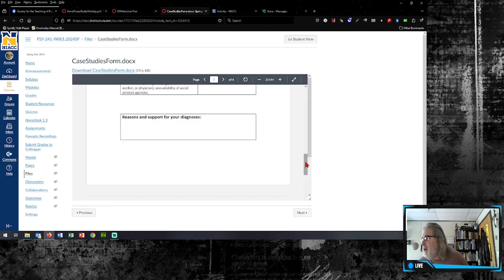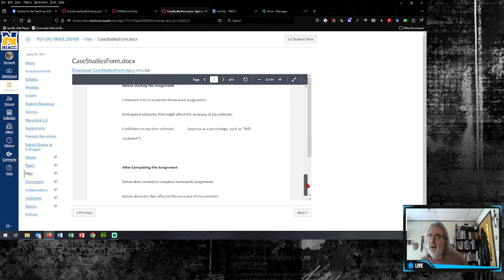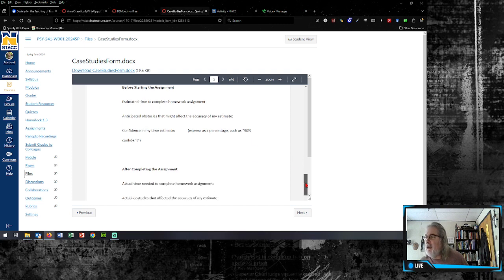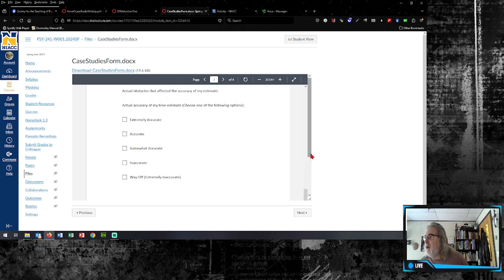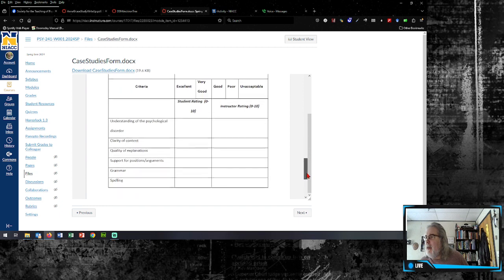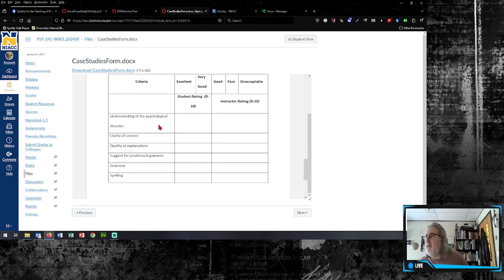Now, the other thing you'll notice at the very bottom of this form that isn't on the other one is, for every homework, for each of the case studies, I want you to estimate how long you think it is going to take you to do it, and do the same thing afterwards. And then fill out this little table. The point of this part isn't graded, this self-evaluation, but I want you to be honest, and then you rate yourself in each of these.